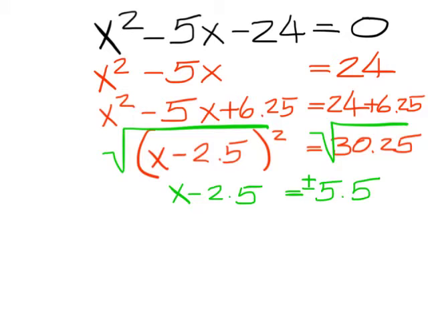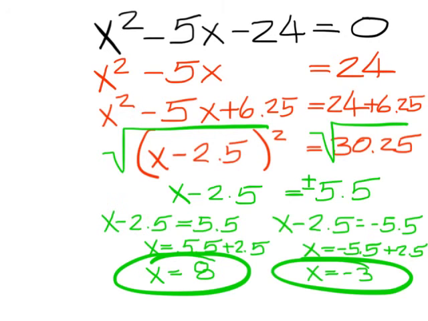And now you solve it out to two different answers, just like before. You'll end up with 8 and negative 3. Remember, the key to it is to have one with 5.5 and another one with negative 5.5. Solve them both. 8 and negative 3 will be your answers.